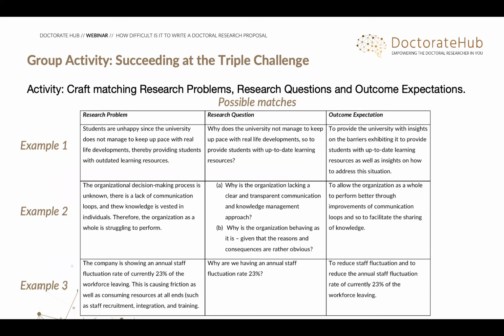Isn't this the question that we should ask, not why? Or we should ask the two questions: why we are having an annual staff fluctuation, and how we can manage to overcome this problem. Why don't we use the question with how in the three examples? Thanks.